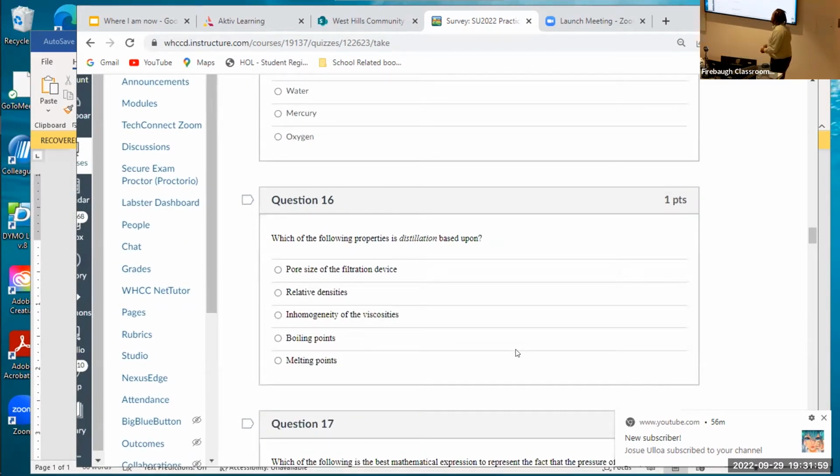Which of the following properties is distillation based upon? A, pore size of the filtering device. B, relative density. C, inhomogeneity of the viscosity. D, boiling points. E, melting points. Say boiling points. Boiling points is correct.